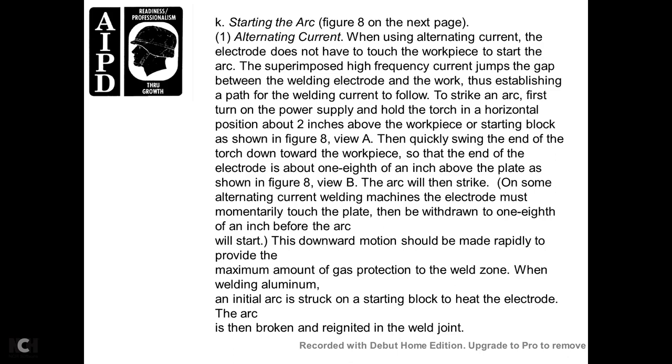Turn on the power supply, holding the torch in a horizontal position about 2 inches above the workpiece or the start block, as shown in figure 8 of the view. Then quickly swing the end of the torch down toward the workpiece so that the end of the electrode is about 1/8 of an inch above the plate, as shown in figure 8 of the view.